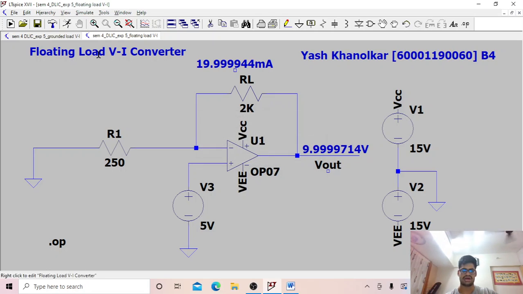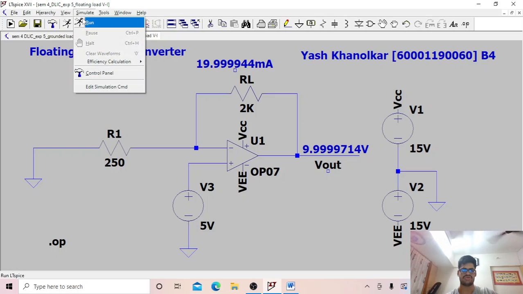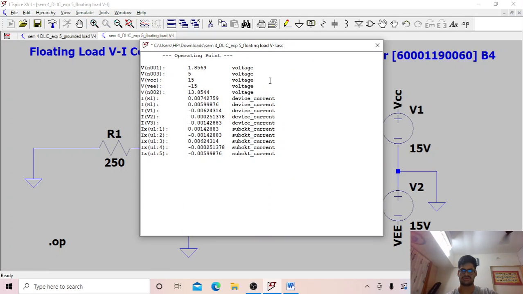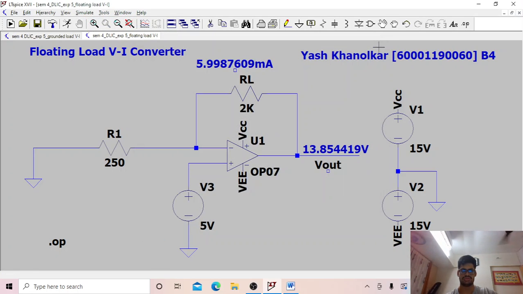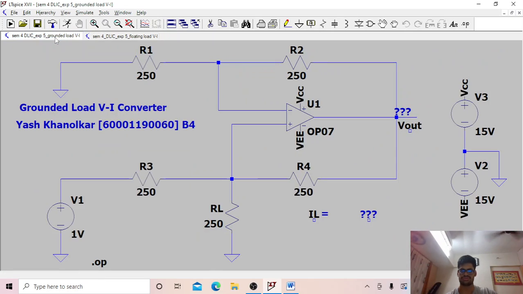Yeah, so we have taken RL as 2 kilo ohm here, and now we simulate this, and now you can see a value which is 5.99 milliampere, and so it shows that the floating load V2I converter is not running perfectly and the value is going haywire. So it proves that the floating load V2I converter cannot work at RL greater than 450. So now we move to the grounded load V2I converter.